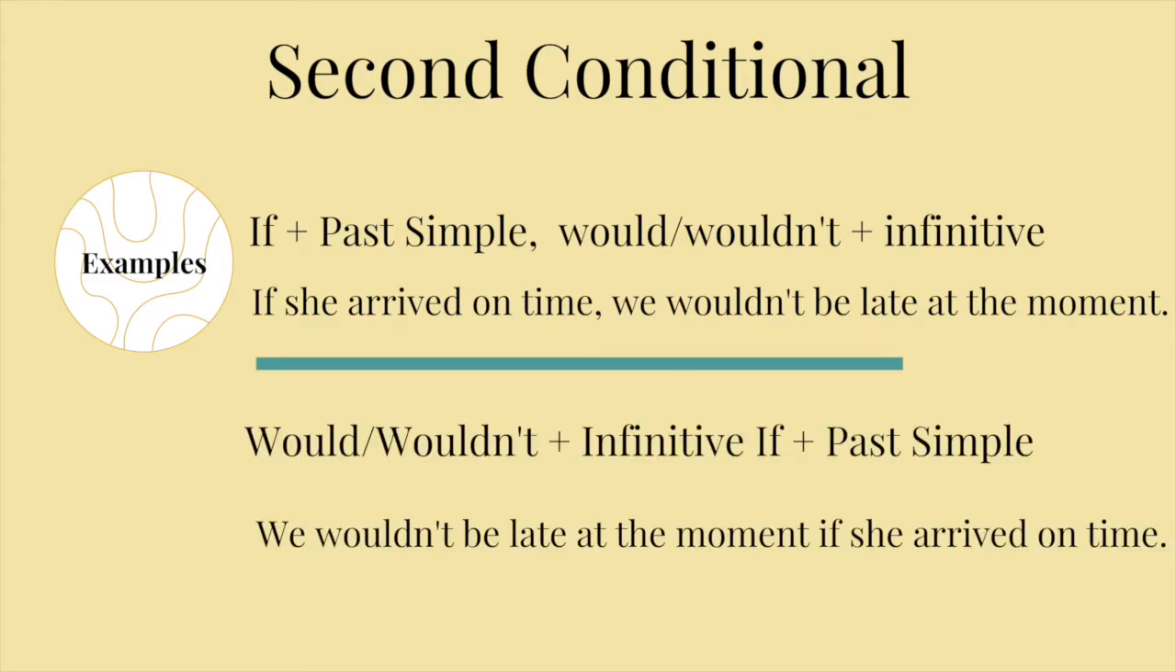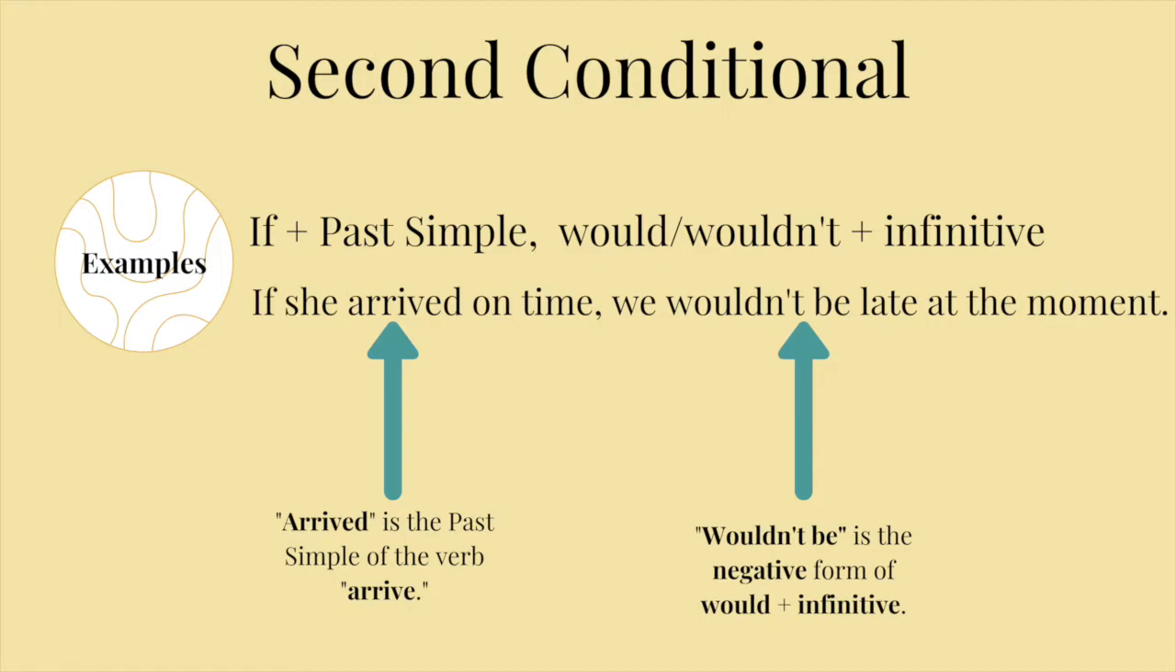Now let's look at the sentence in the other order. Would or wouldn't plus infinitive, if plus past simple. We wouldn't be late at the moment if she arrived on time. Again, no comma, but also no change in meaning.